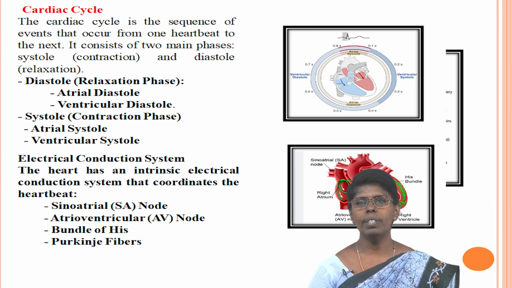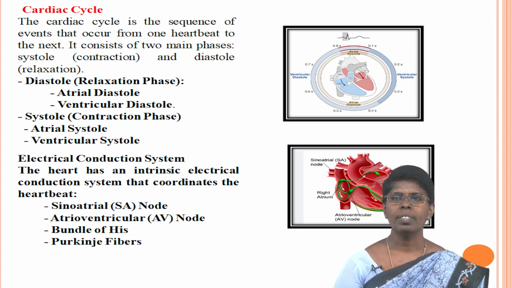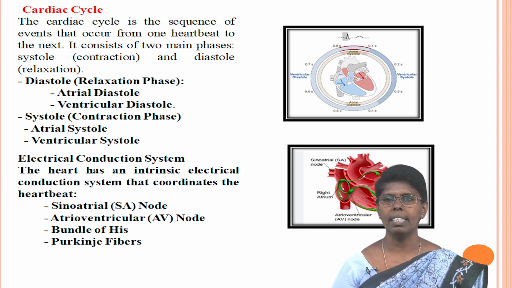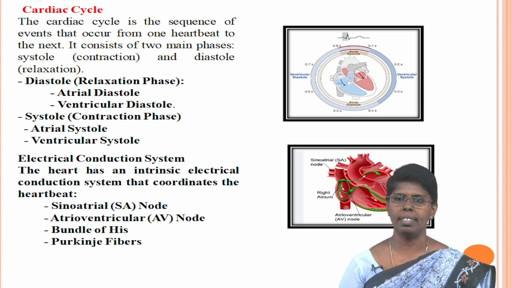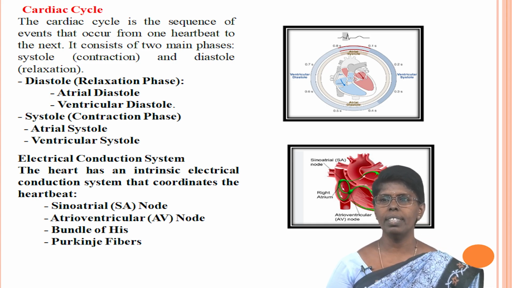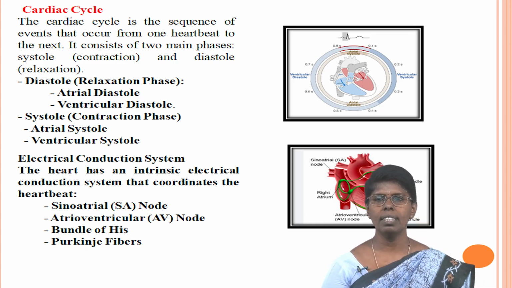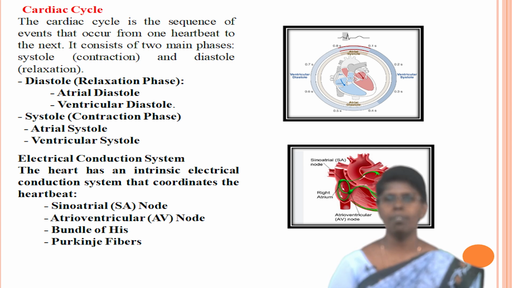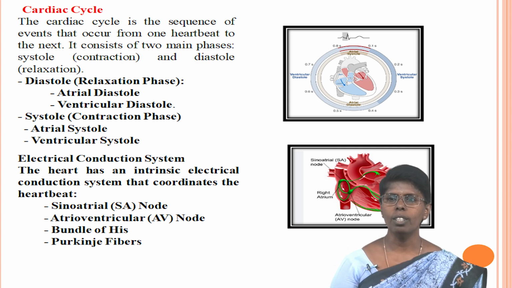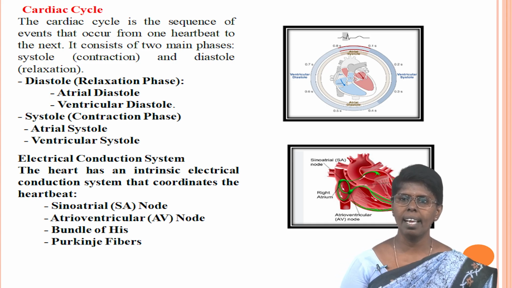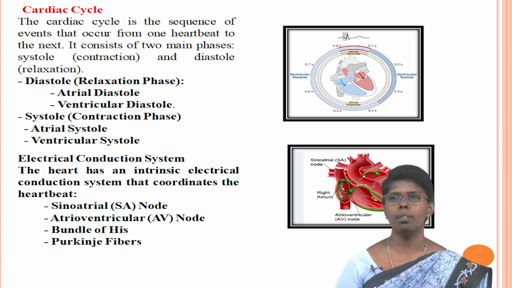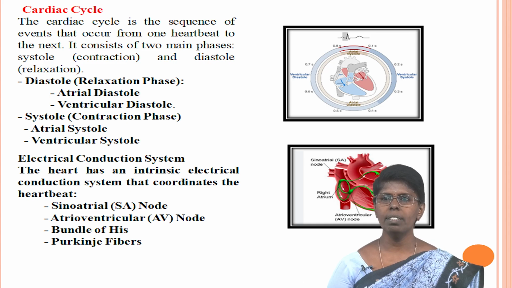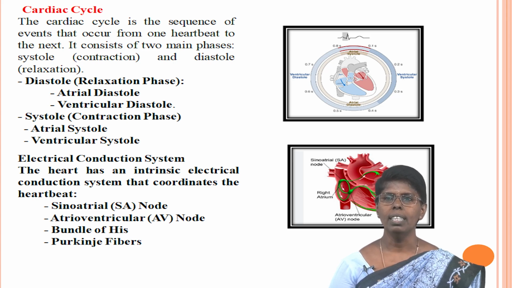Now we will see the cardiac cycle, which is a sequence of events that occurs from one heartbeat to the next. It consists of two main phases: systole, that is contraction, and diastole, that is relaxation. Now we see diastole, the relaxation phase. Atrial diastole: both atria relax, allowing them to fill with blood. The right atrium receives deoxygenated blood from the body, and the left atrium receives oxygenated blood from the lungs.